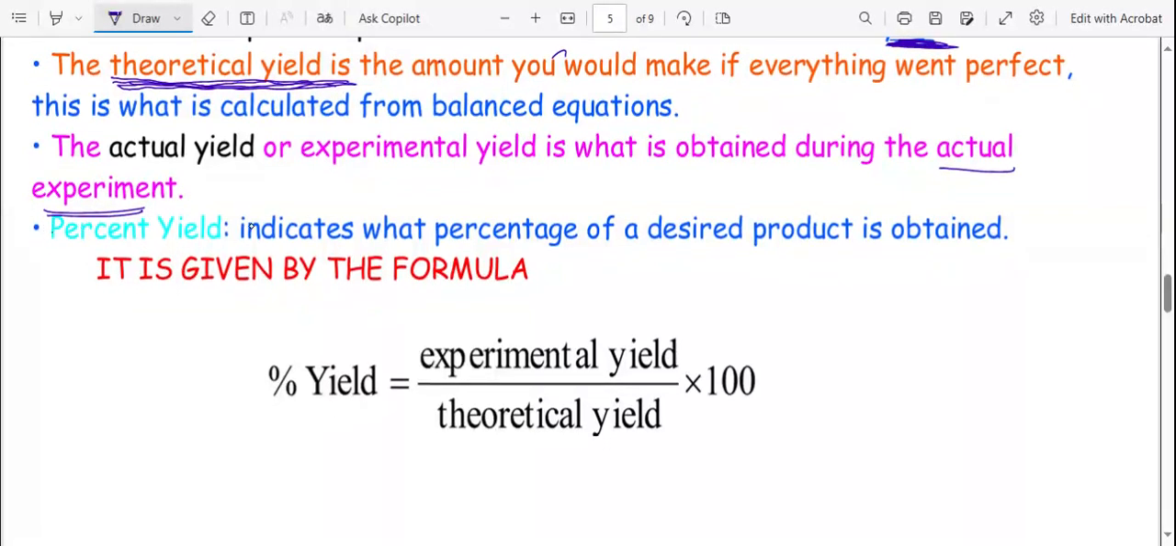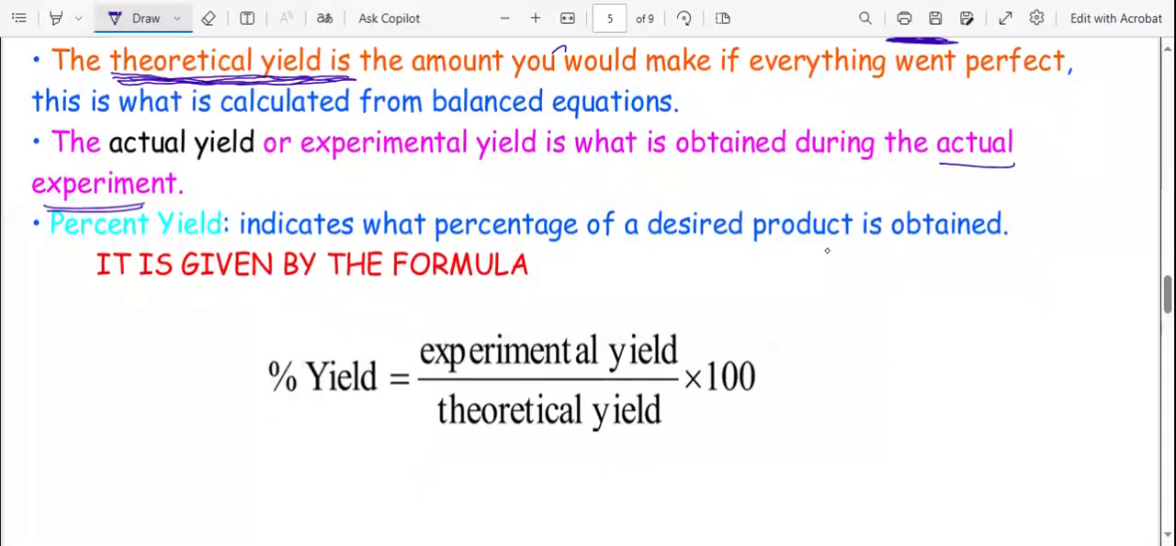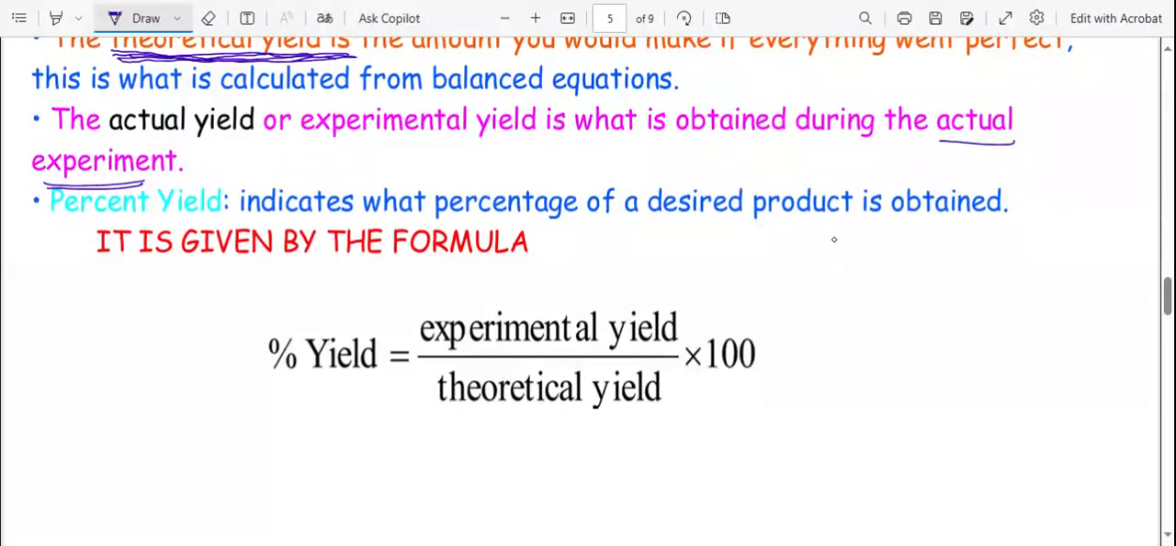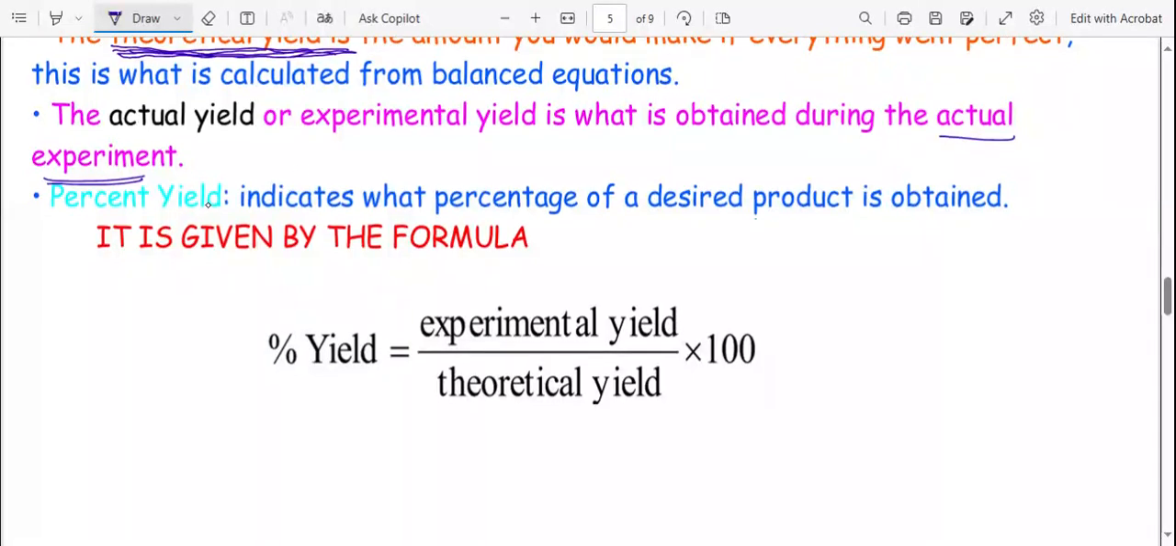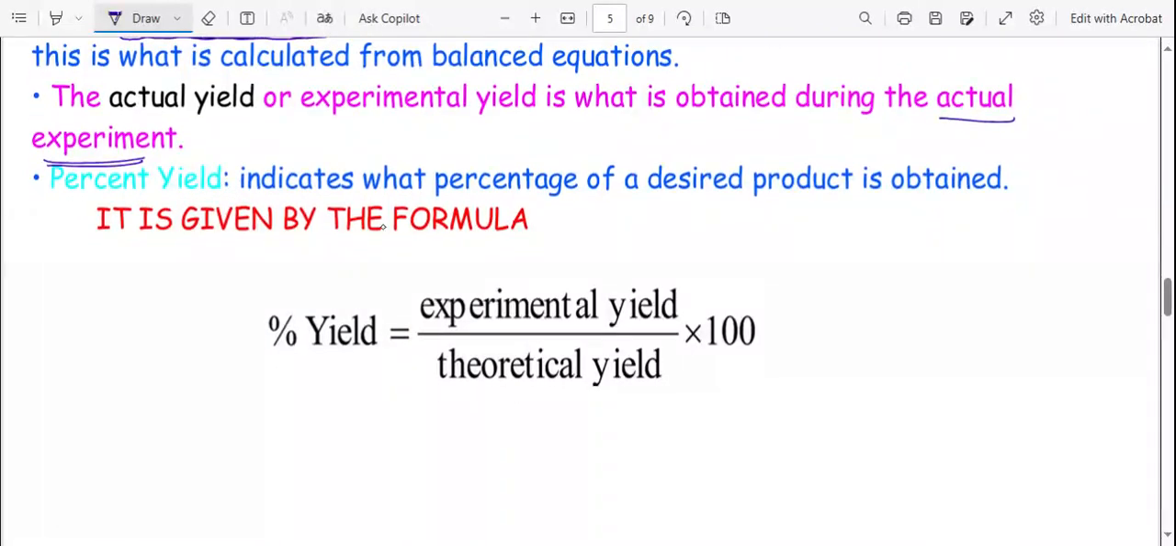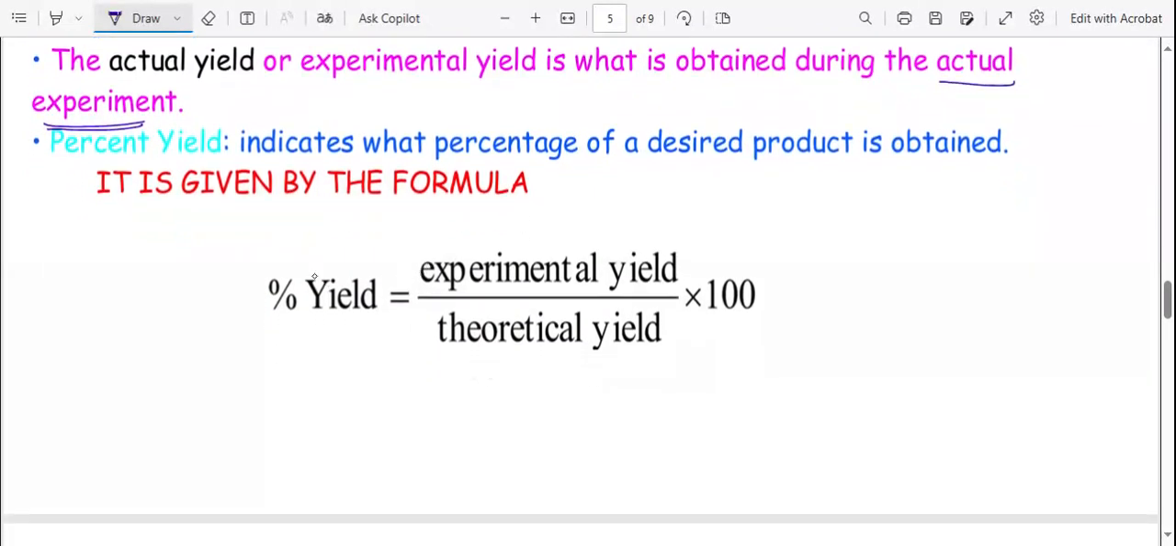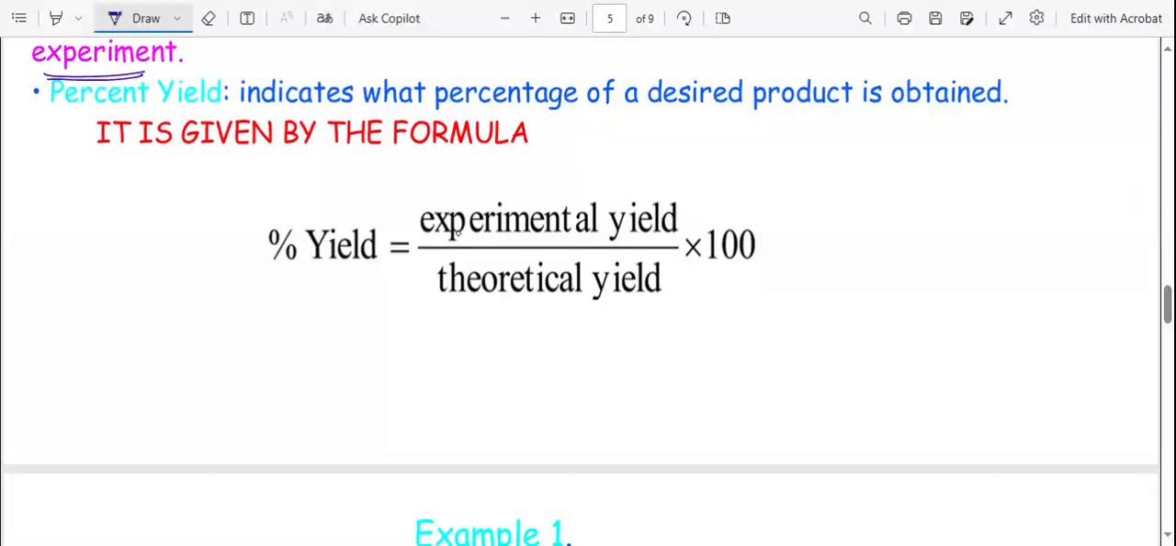So the percentage yield, that value you get after putting it in a ratio of percentage, indicates what percentage of the desired product is obtained. So what you get is the desired product that you can actually get from the actual experiment. So it is given by the formula: the percentage yield is given by the experimental yield over the theoretical yield, times 100%.